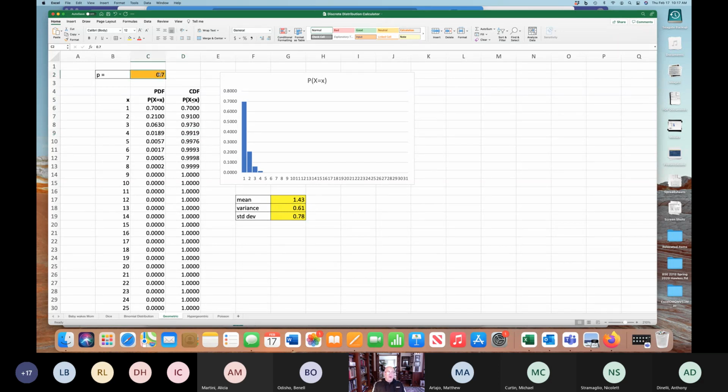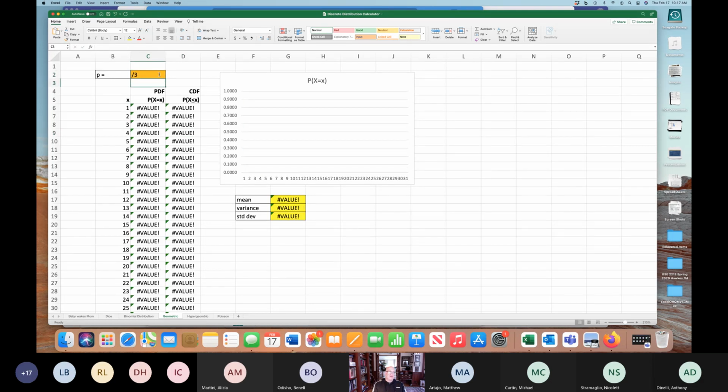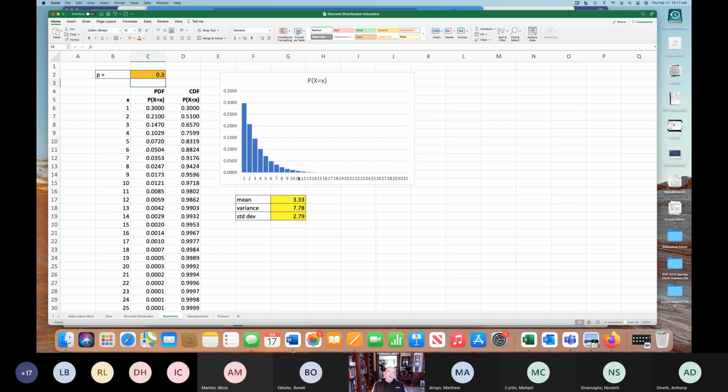Let's make it 0.3, which is the complement of that. Oops. Well, it made it bad because I used a slash instead of a point. Remember, undo is your favorite thing. So this distribution always tails off. And now at 0.3, it takes me between 3 and 4, closer to 3 times, is going to be my average. My standard deviation is 2.79, which is almost meaningless at this stage of our statistical knowledge base.